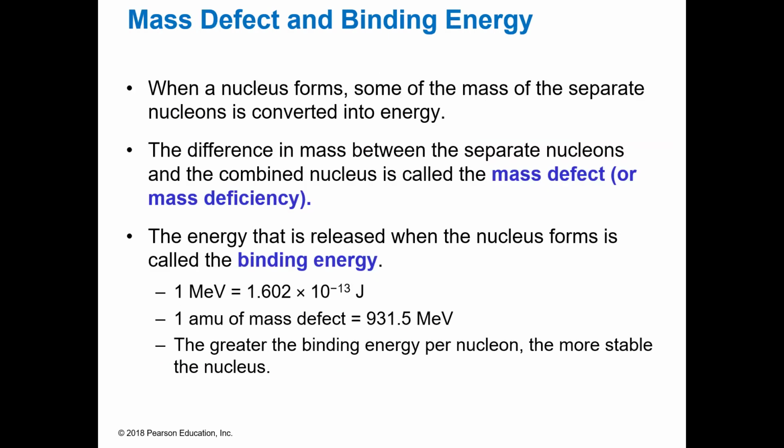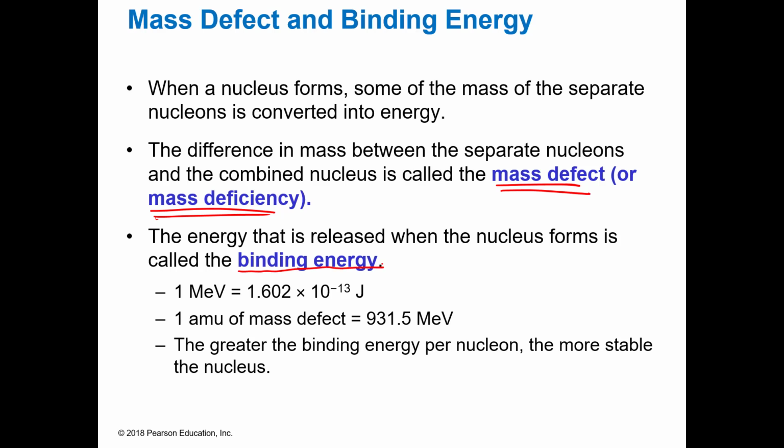All right. So mass defect and binding energy. When you form a nucleus, some of the mass of the nucleons is converted into energy, so you're kind of losing something when you do that. The difference in the mass between the separate nucleons, and when I say nucleons, I'm talking about the protons and neutrons that are in the nucleus, and the nucleus as it was is called the mass defect or mass deficiency, because there's a difference, and it looks like we're losing mass. That difference is because of the amount of energy that we're producing, and so the mass is literally transformed into energy. So the energy that is released is called its binding energy.